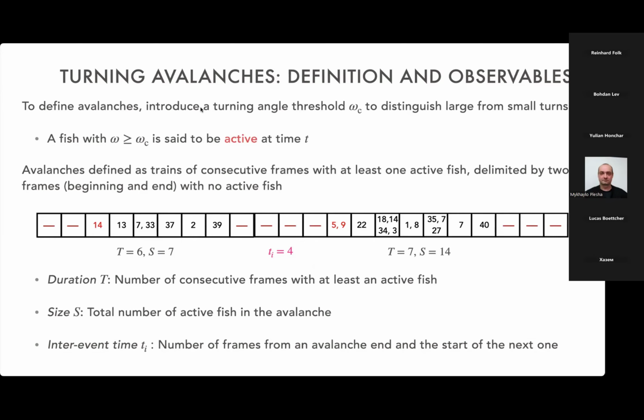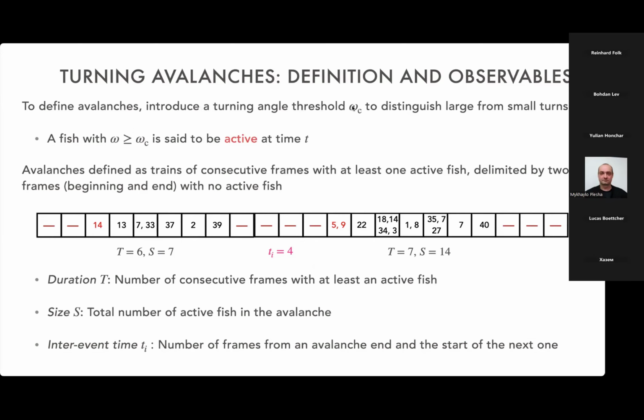So when we have this idea, we can define what turning avalanches are. The idea is, let's fix a threshold of the turning rate, and then look at the frames of the movie. For each frame, we measure the number of fish that perform a turn larger than this threshold. So for example, here, no one. Here, fish 14 performs a large turn, fish 13, fish 7 and 33, etc.